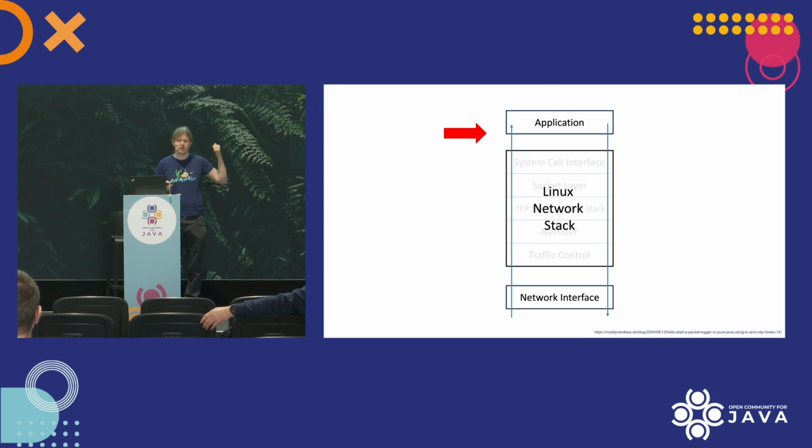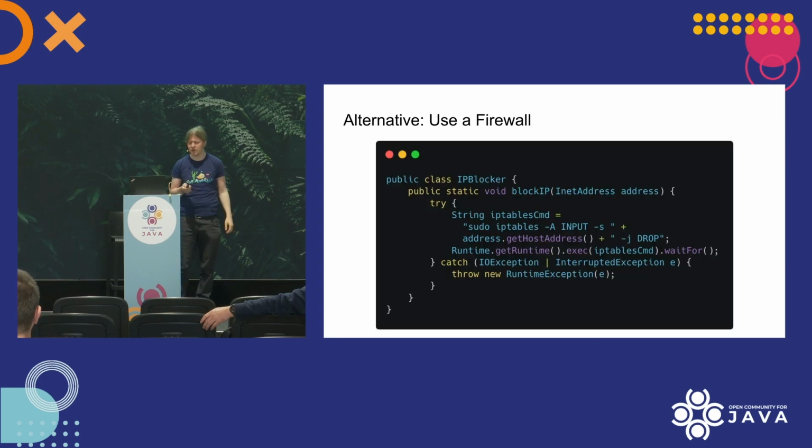So consider now our network stack. You see at the top you have our application, and that lies on top of a large Linux network stack, and then comes the network interface. So the packet comes in from below, goes all the way up, and then we drop it at the last possible location in our application. It doesn't sound like a good idea.